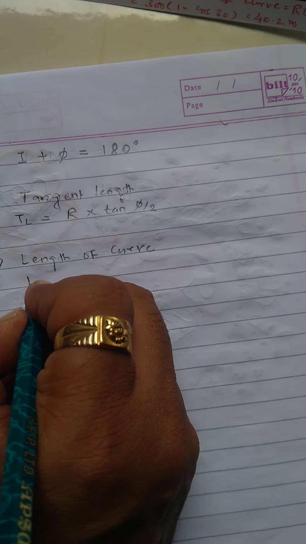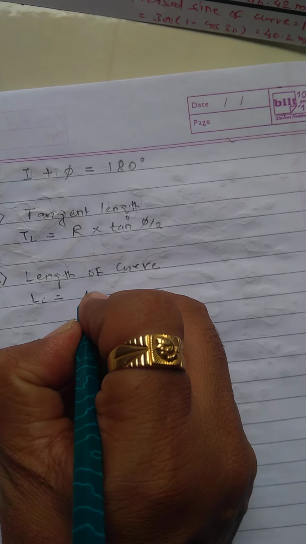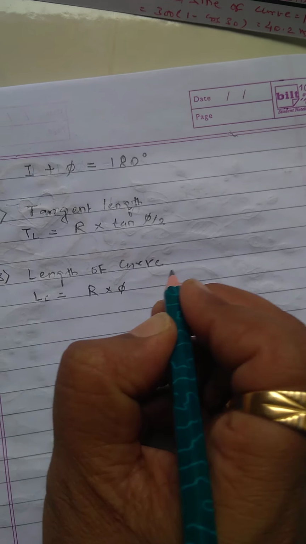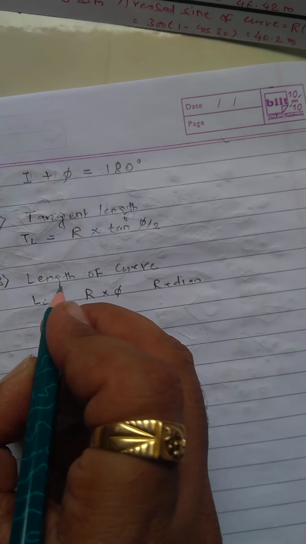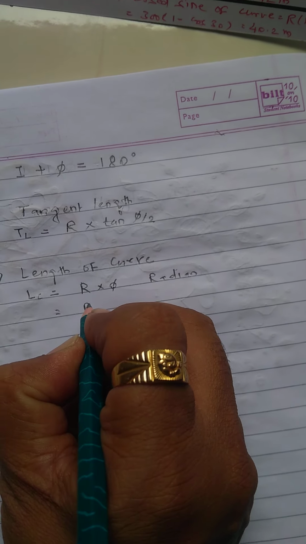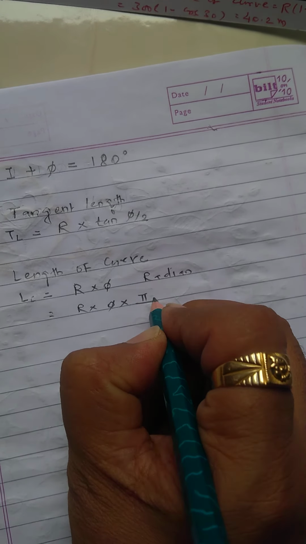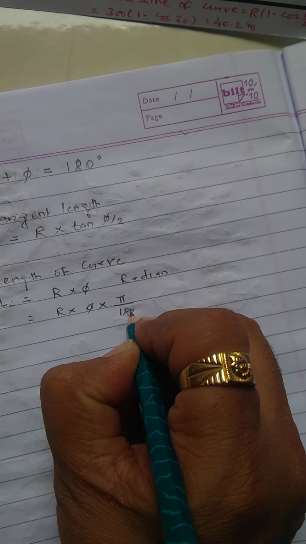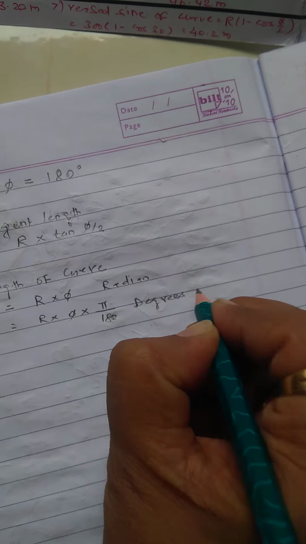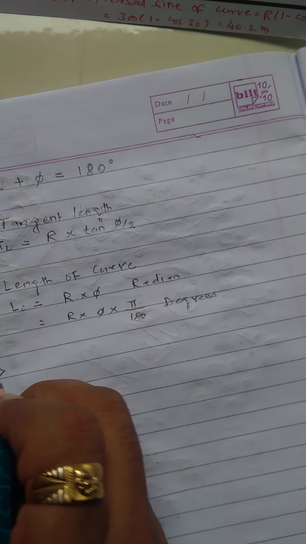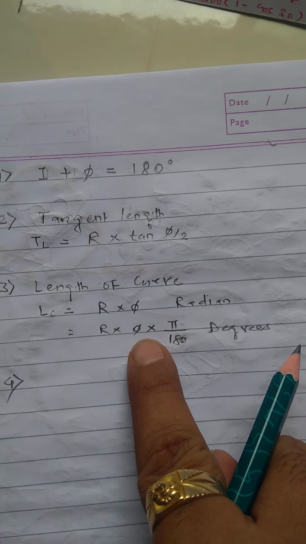Now length of curve, I will denote this by LC. Length of the curve is equal to R into phi. It will give the value in radians. Now it is also equal to R into phi into pi divided by 180. This relation will give you the value in degrees. In the above relation, R is the radius of the curve, phi is the deflection angle.